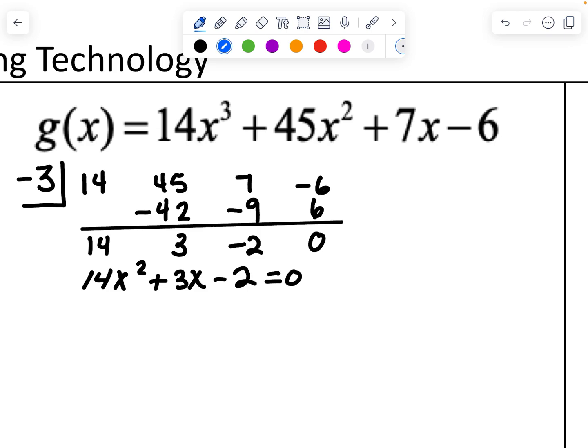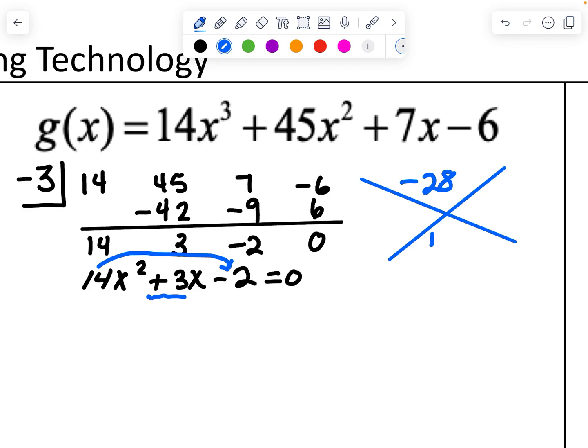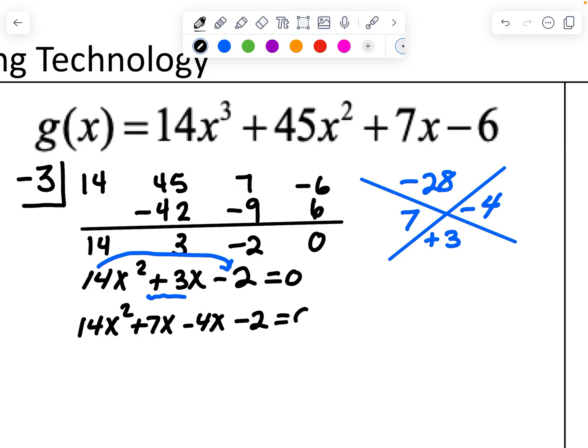Because we have a quadratic, we can see if it is factorable. So we're going to take a times c, which is -28, and we're looking for 3x. How about 7 and 4, and let the 4 be negative. So our first term comes straight down, 14x squared, then we're going to add a 7x, then subtract a 4x, then subtract 2 equals 0. Then we're going to factor by grouping.